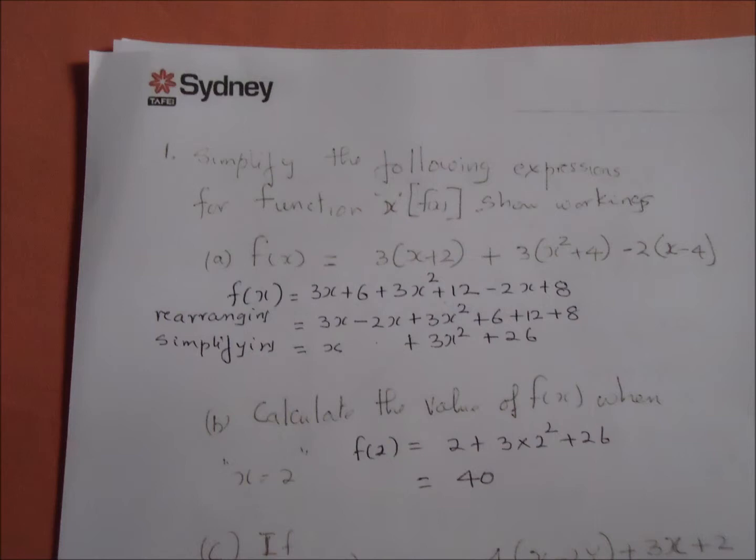In the first part, I have rearranged the like terms so that 3x and minus 2x are together, then you get a 3x squared, and then the others are the numbers 6, 12 and 8. After rearranging them, they'll just gather together and you get 3x minus 2x is plus x, plus 3x squared, the rest of it. The last one is 26. That's for question part A.